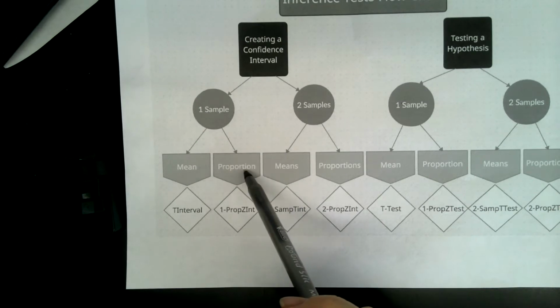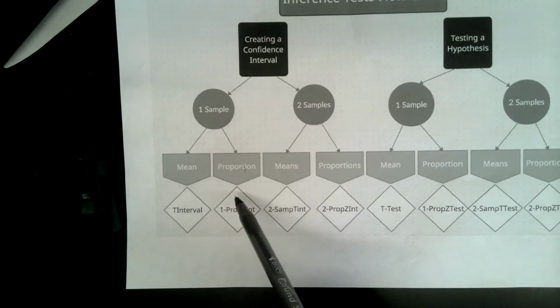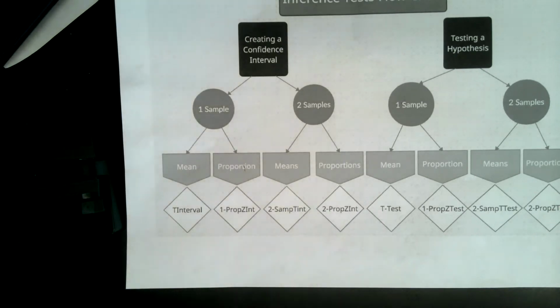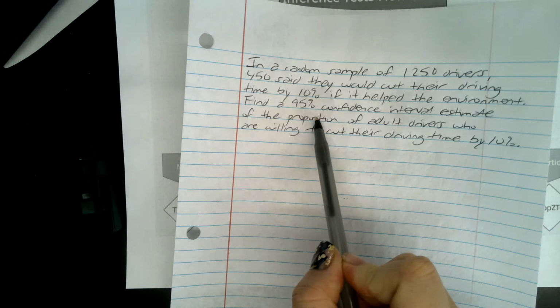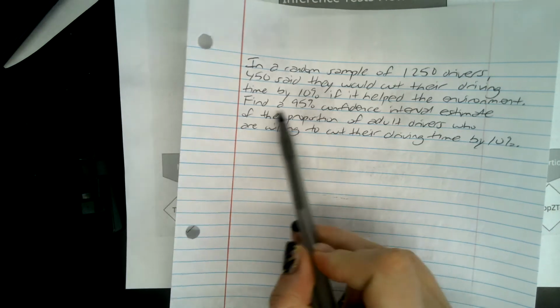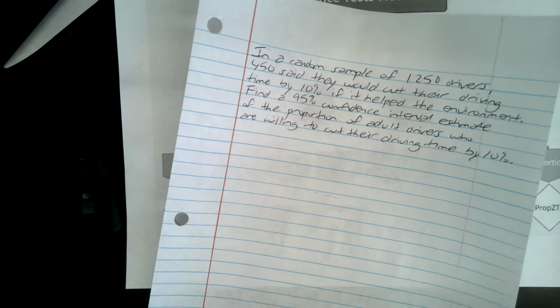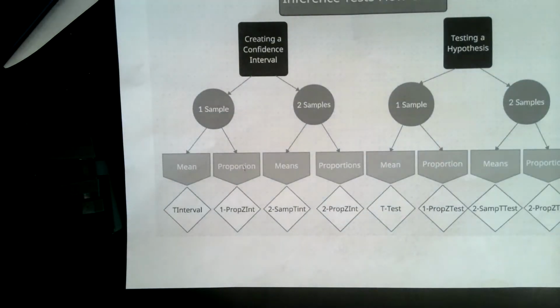We are only working on proportions on this test, and that is a 1 prop z interval. We could also tell that it is proportions because it uses the word proportion right here. So even if it wasn't for this test and you didn't know for sure it was proportions, this would clue you in that we are working with proportions. So let's actually run that test.